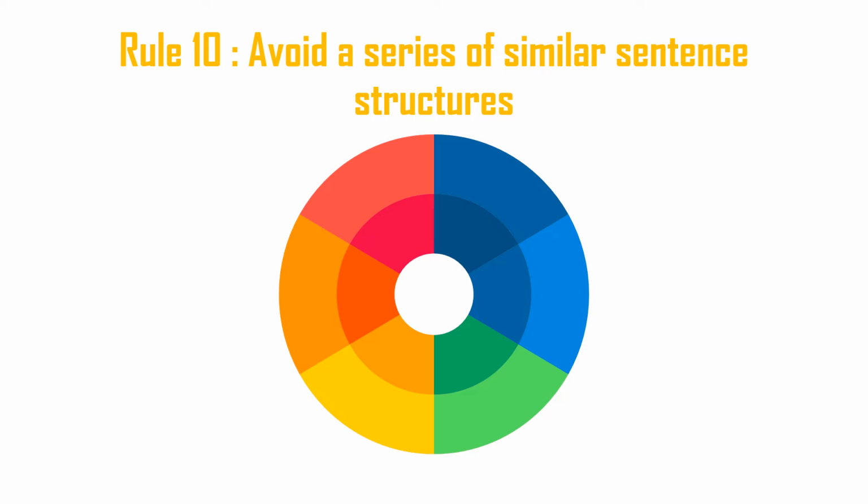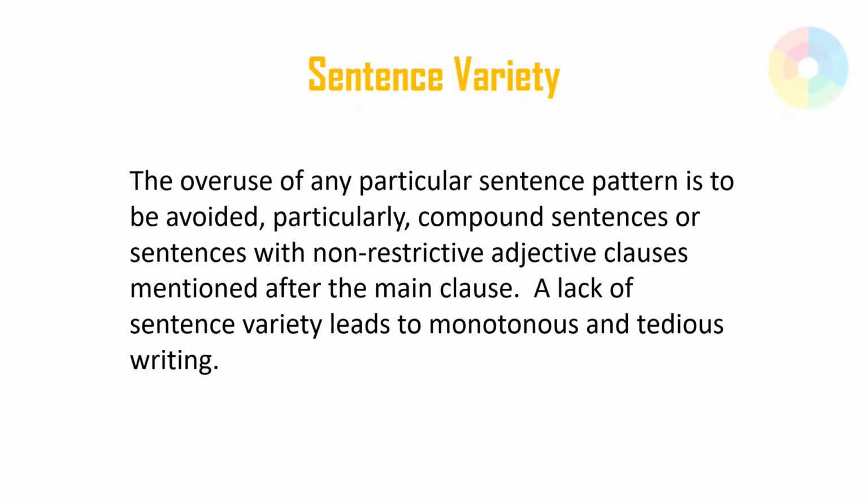The last rule that we will discuss in this course, and the last one particularly related to the principle of power, is Rule 10: Avoid a series of similar sentence structures. The last rule we will discuss is sentence variety. The overuse of any particular sentence pattern is to be avoided, particularly compound sentences or sentences with non-restrictive adjective clauses mentioned after the main clause. A lack of sentence variety leads to monotonous and tedious writing.